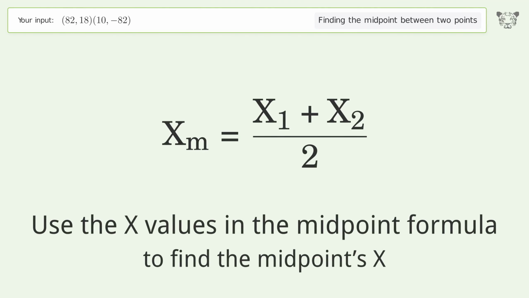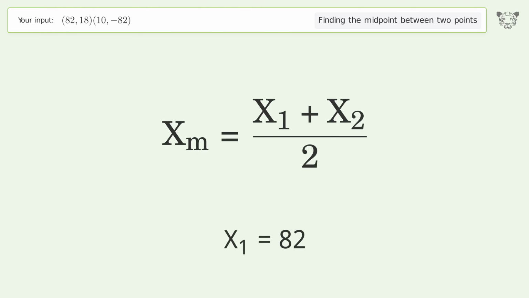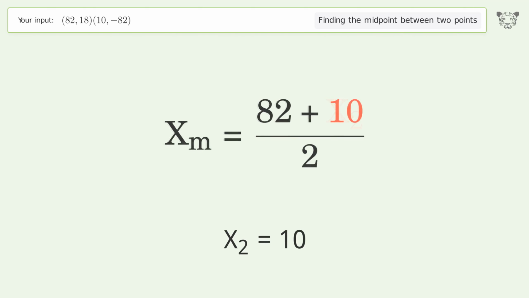Use the x values in the midpoint formula to find the midpoint's x. x1 equals 82. x2 equals 10. Simplify the arithmetic.